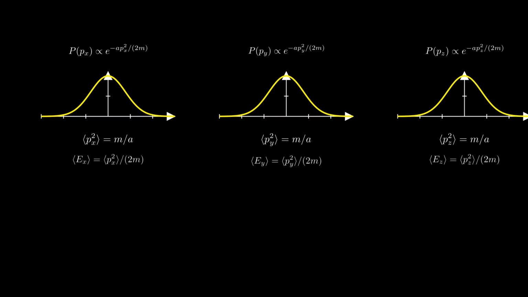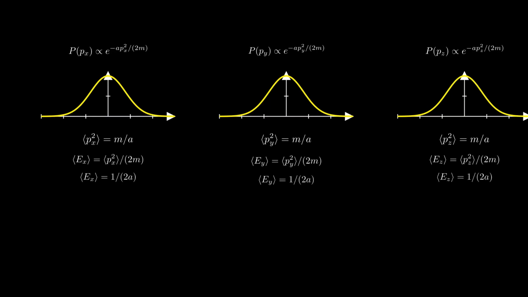And we can now do a bit more algebra. Since the average energy in each direction is the average momentum squared in that direction divided by 2m, the kinetic energy, we can merge these two equations to give us this. The average energy in each direction is equal to 1 over 2 alpha. It's constant in every direction. This is the basis for what we call the Equipartition Theorem. But more on that in a second.